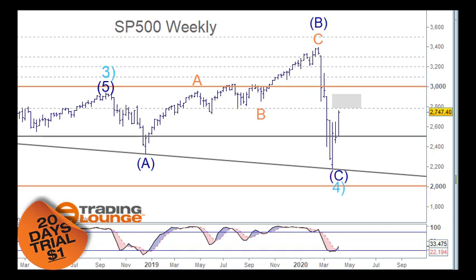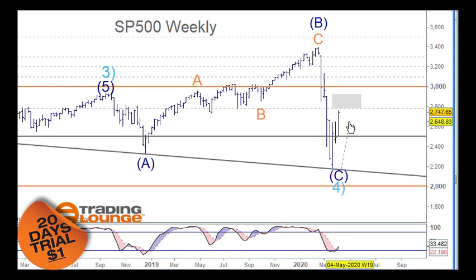On the weekly chart here, we're looking at our expanded flat correction, with wave 3 here, an A wave here, an A, B and C for the B wave, and 5 waves down for wave C or 4 here. So if this is correct, and I don't know that, we would need to get on top of 3,000 here to confirm that this particular count is correct.